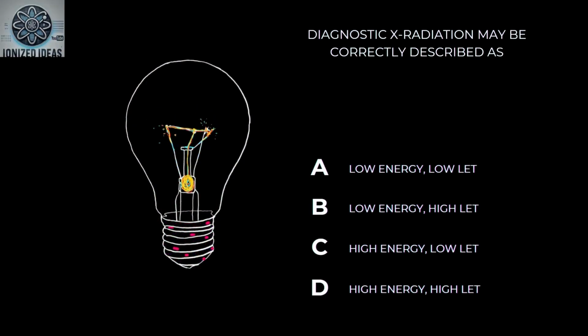Diagnostic X radiation may be correctly described as: A. Low energy, low LET, B. Low energy, high LET, C. High energy, low LET, D. High energy, high LET.